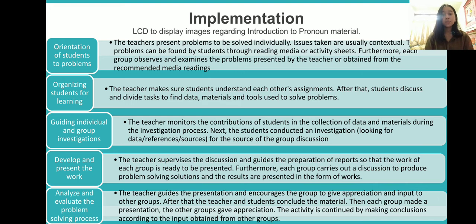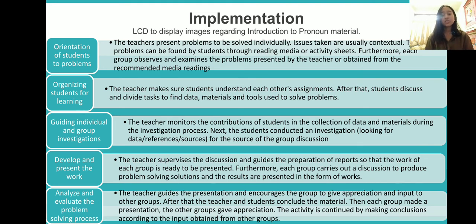And the fourth is developing and presenting the work. The teacher supervises the discussion and guides the preparation of the report so that the work of each group is ready to be presented. Furthermore, each group carries out a discussion to produce a problem-solving solution, and the results are presented in the form of works. And the last stage is analyzing and evaluating the problem-solving process.